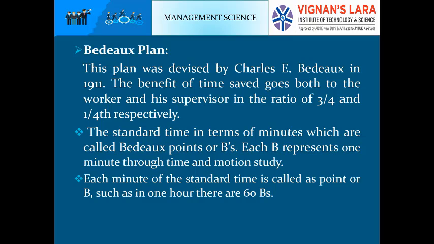The next one is the Bedaux plan. Here he is an economist. He introduced a separate plan called Bedaux. Bedaux is nothing but where 1 hour equals 60 Bs. That means 1 minute equals 1 B. That is the only difference. Minutes are converted into Bs. Why? Because the plan was introduced by Bedaux, who used the first letter of his name, B.